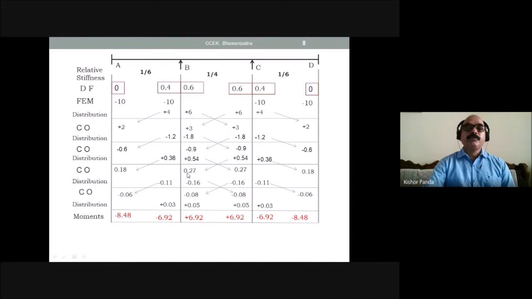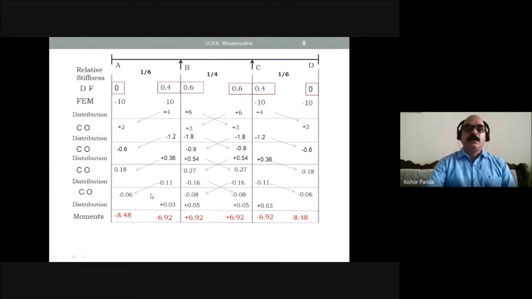0.267. So 0.27 into 0.4, and this is minus 0.11. 0.27 into 0.6, minus 0.16. Here also this is minus 0.16. And 0.18 into 0, and here 0. Then again you go for the carryover of this moment.